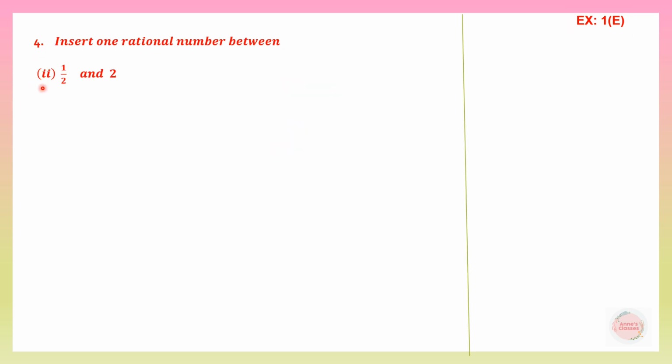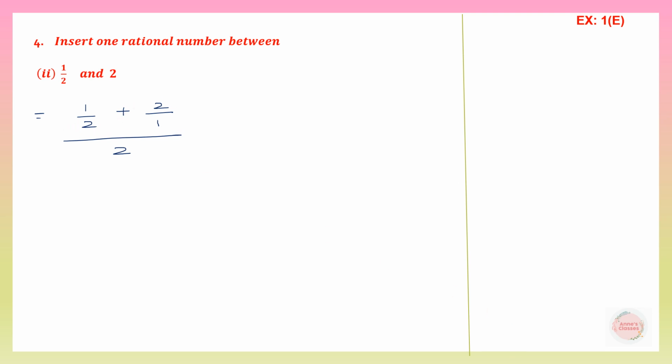Question 4, the second one here, that is insert one rational number between these two. So here we have 1 by 2 and 2. So whenever you have to insert rational numbers, there are different ways of doing it. One way is this, where you say 1 by 2 plus 2 by 1. You take both the rational numbers and divide by 2. That's the average, divided by 2. So first let's work out this 1 by 2 plus 2 by 1.